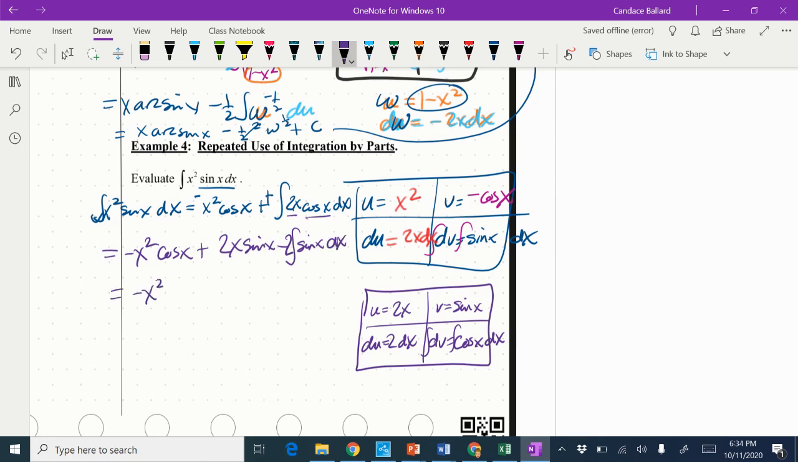We've got negative x squared cosine x plus 2x sine x minus 2. When I integrate sine, I get negative cosine x plus C, and that's going to go ahead and go positive.